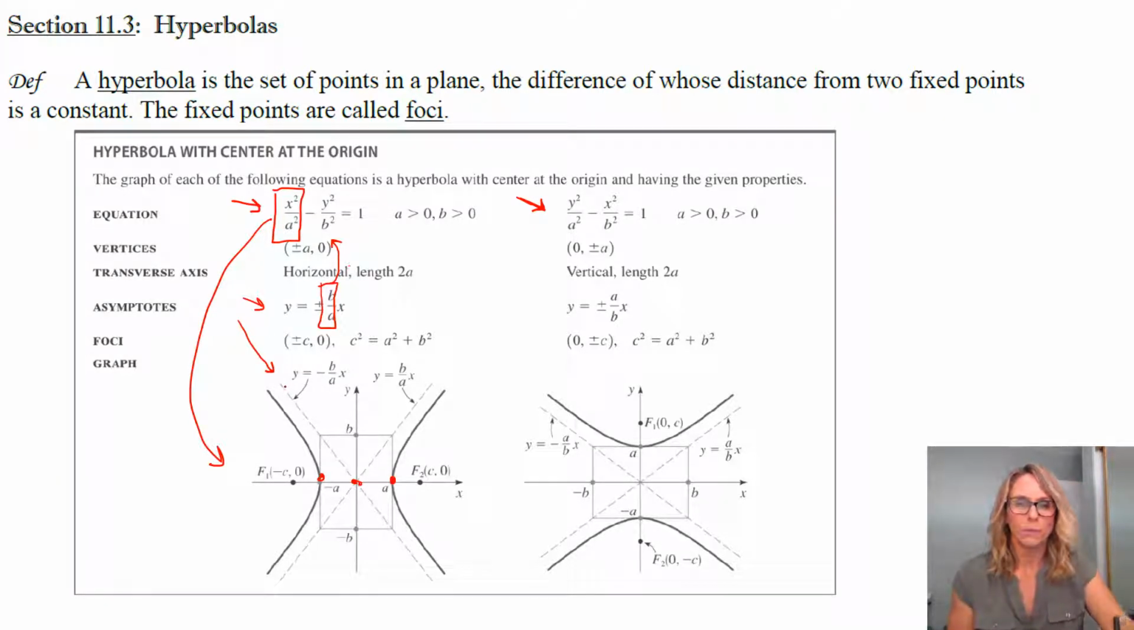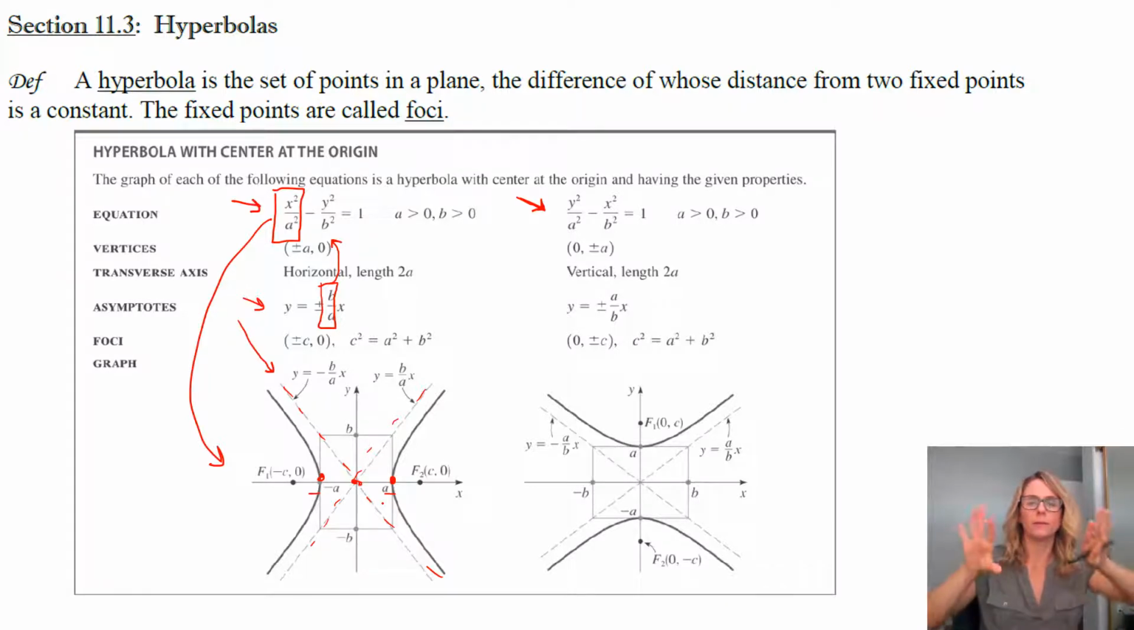And once we know what the asymptotes are, and once we know what the vertices are, we really have a good idea of what our hyperbola is going to look like. So it's just another conic section, what happens when you take a slice of a cone. You can see that if your x squared is positive, you're going to open to the left and to the right in this hyperbola. And if the y squared is positive, you're going to open up and down in the hyperbola. So do notice those two things. And let's take a look at an example.